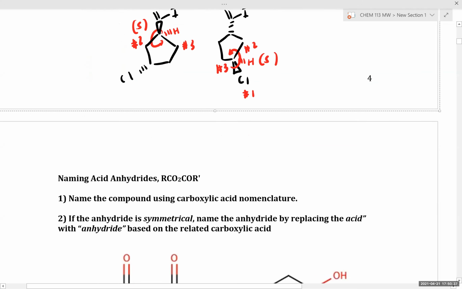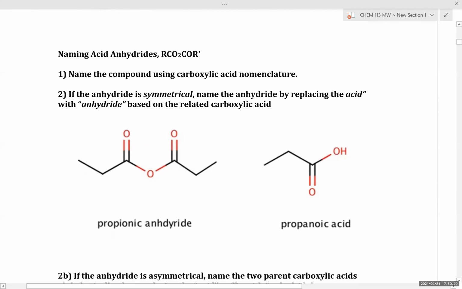Okay, so let's keep going now and let's talk about methods for naming anhydrides. First, you name your compound using carboxylic acid nomenclature. If the anhydride is symmetrical, as in both of the carboxylic acid components used to make the anhydride are identical, you name the anhydride by replacing the acid suffix with anhydride. So for example, if we have propanoic acid, it would be named as propionic anhydride.